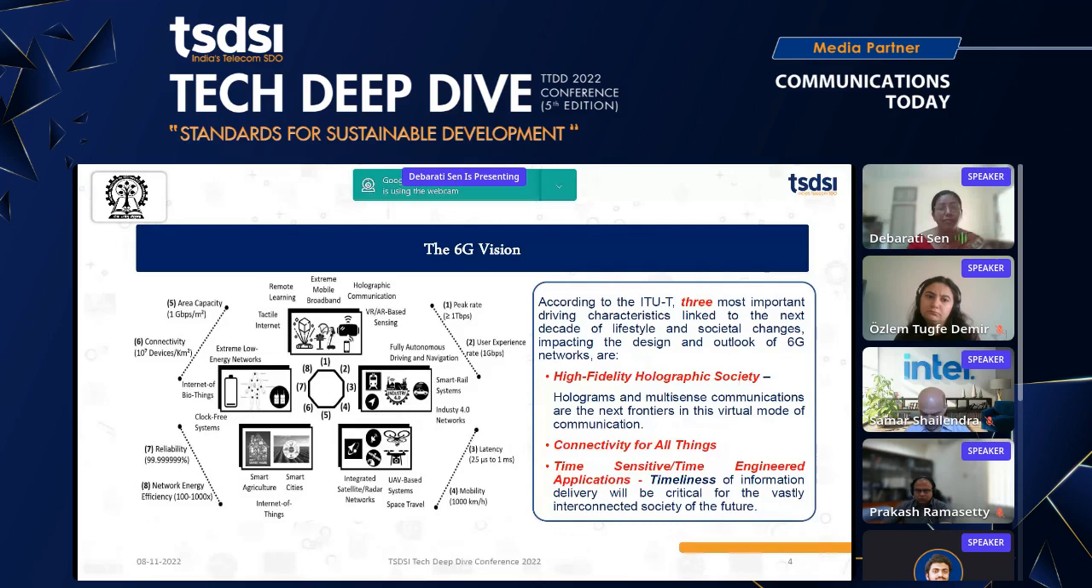I have pointed here to 8 different areas where the vision matches the actual requirements. For example, starting from peak data rate to latency, to mobility crossing 1000 km per hour for certain applications, to network energy, reliability, connectivity and area capacity. So 8 different kinds of requirements are being envisioned under the umbrella of 6G.